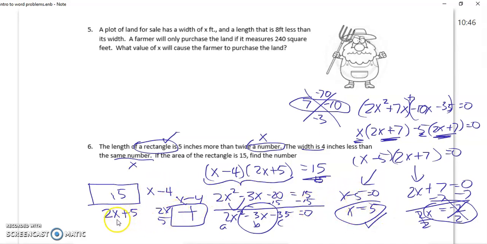So I put the 5 in here. If they're asking for the number, the answer is 5. If they're asking for the length and the width, I've got to plug it in. It's 2 times 5 plus 5, and that's 15. And then plugging in over here, I get 1. So the length and the width are 15 and 1.